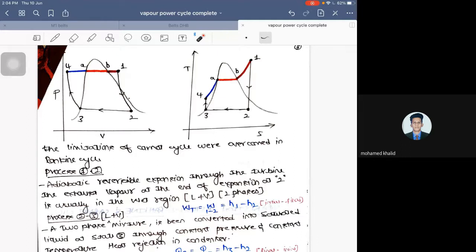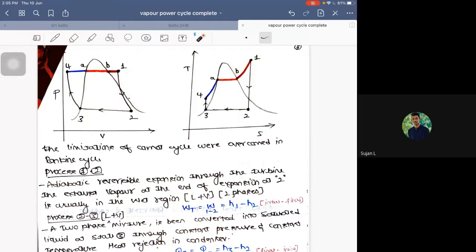Okay, now see here. Where is my state 1? Both in the PV and TS diagram. In which region is it? Superheated. When you involve in this class, this class is so important. If you learn this class very well, all the problems are so easy in this chapter. So please do involve in this. Where is my state 1? In which region? Superheated. So it is in the superheated region.